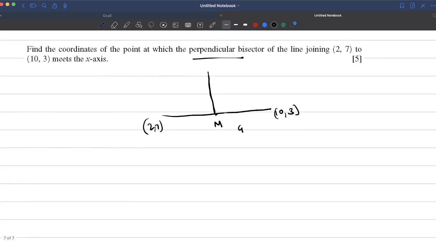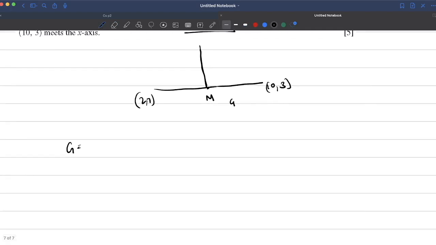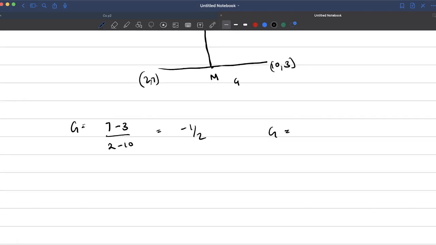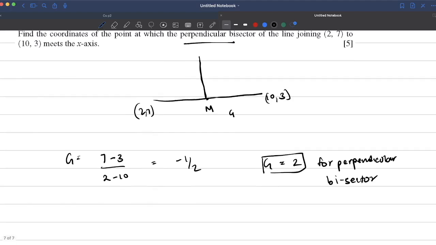So let's find out the gradient first. The gradient will be, let's start off with the y, 7 minus 3 over 2 minus 10. That will be the gradient. So 7 minus 3, 2 minus 10. That will be negative half. So the gradient of the perpendicular bisector will be 2. Now, I need to find the midpoint.